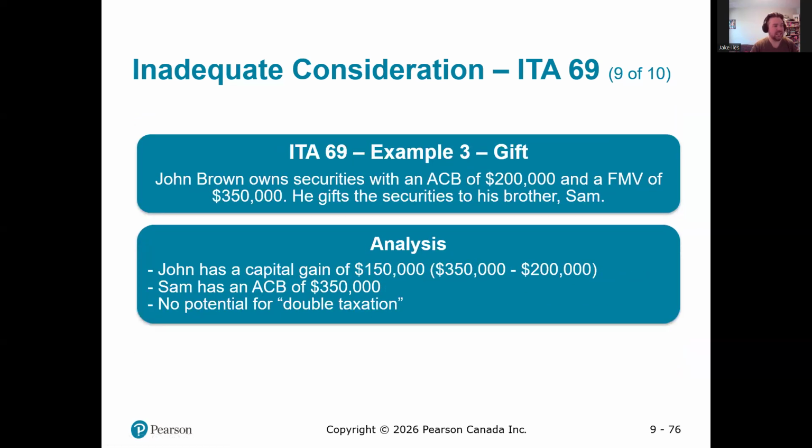All right, last one is a gift. I own securities of ACB, fair market value of 350. I give it to my brother Sam. The gift is considered to have been exchanged at fair market value. I report the capital gain. Sam has the ACB at fair market value 350. No double taxation. So if I want to give shares to my brother, I want the exchange to occur at a fair price, fair market value, or be a gift.